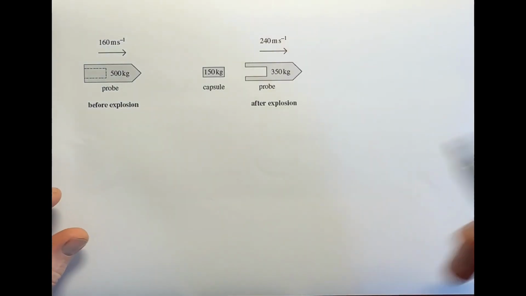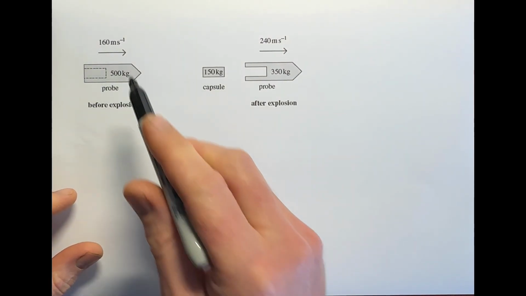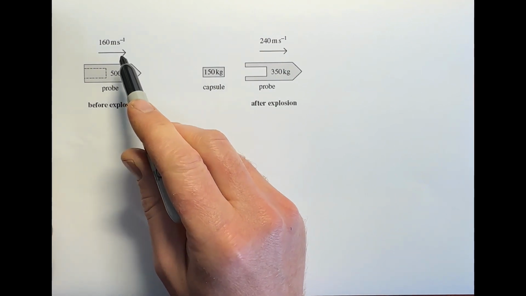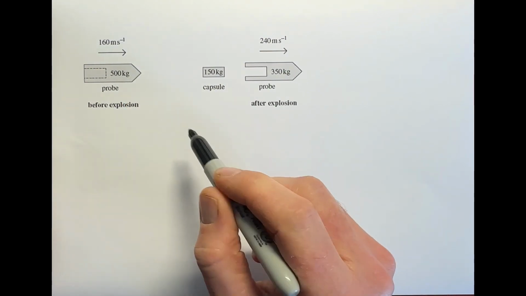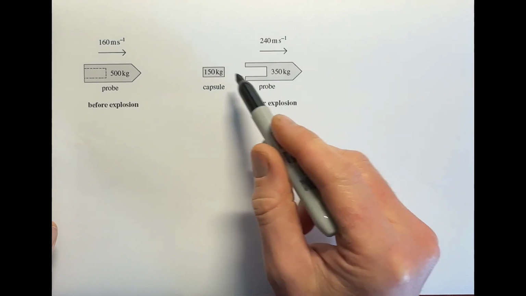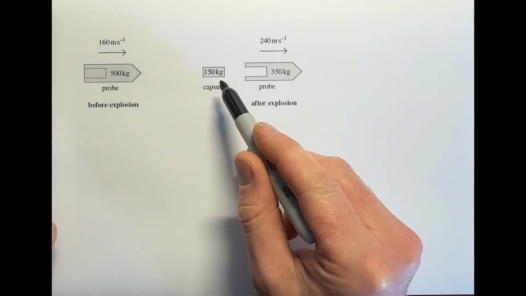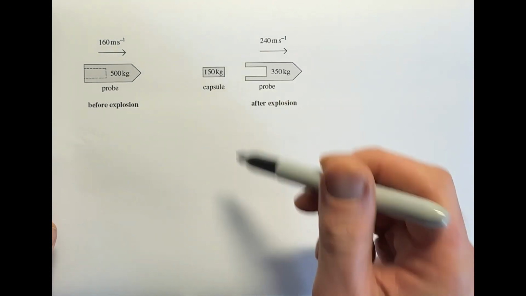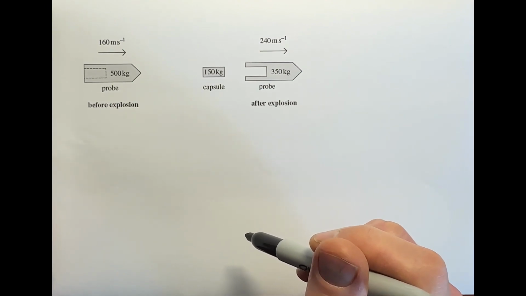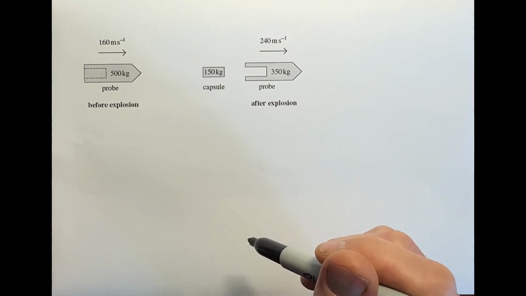So here we've got a space probe. It's moving along through space at 160 meters per second. And then there's an explosion and it fires out a capsule. Okay, so a planned explosion meant to fire out this capsule. And obviously that explosion releases some energy.